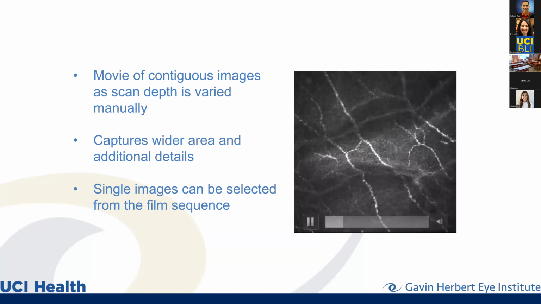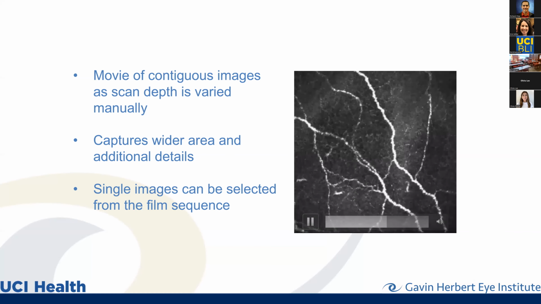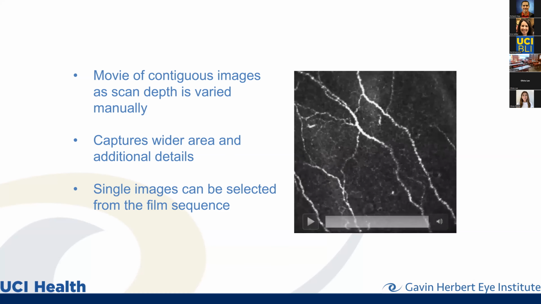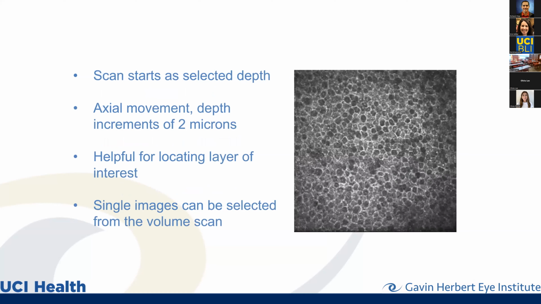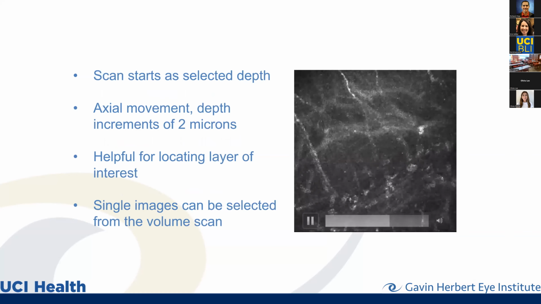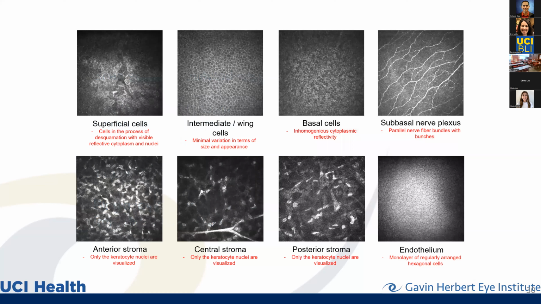There. So these linear white structures are the corneal nerves, and the example I'm showing here is a very normal cornea with a lot of nerves and the normal branching structures that we would see. But you can start at the epithelium. These are epithelial cells, and it will go layer by layer deep into the cornea. So here's an example of each layer of the cornea that we can see.